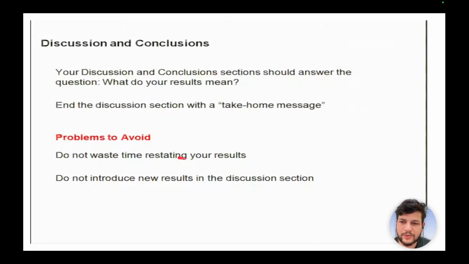So, what are the things that you should avoid? Do not waste time restating your results. You should not directly restate your results in the discussion section, because in some papers the result section is separate and the discussion is separate. So it should not be like this, where you are directly restating the results you have written in the result section, and not giving much interpretation or correlating with other studies. Here, the focus should be correlating with other studies.